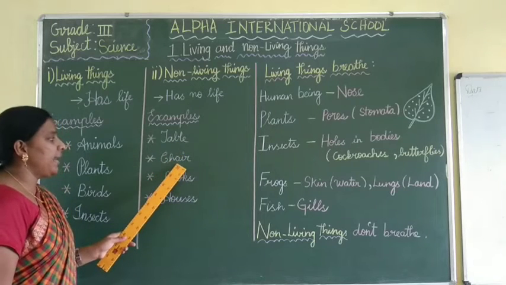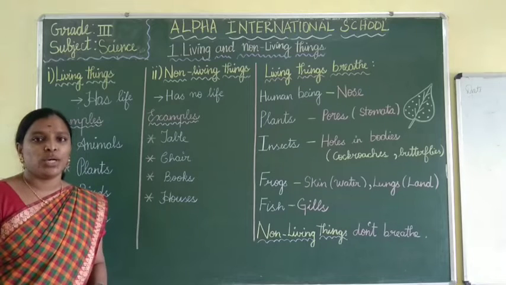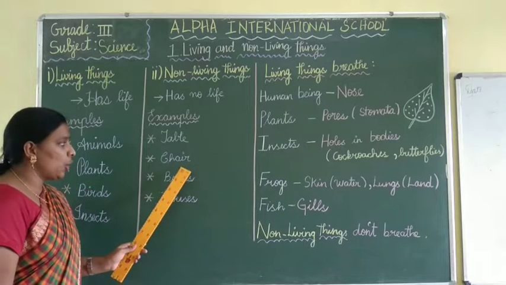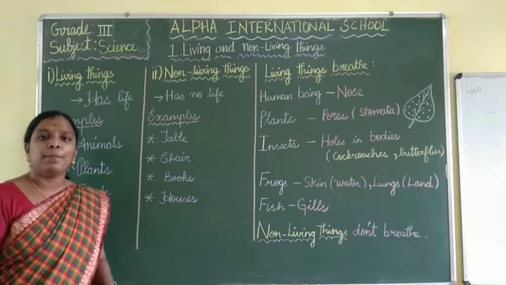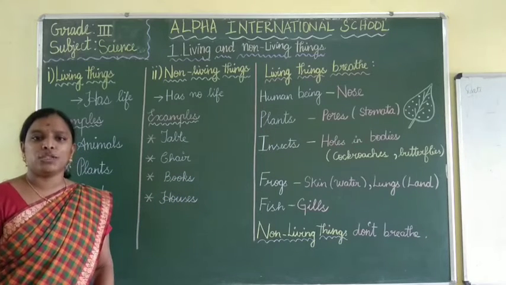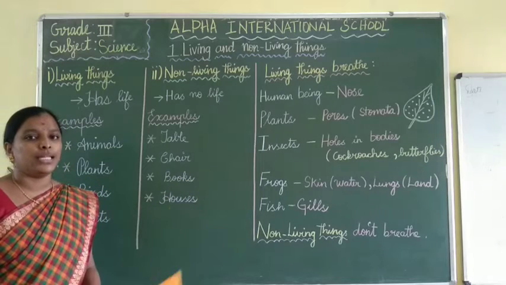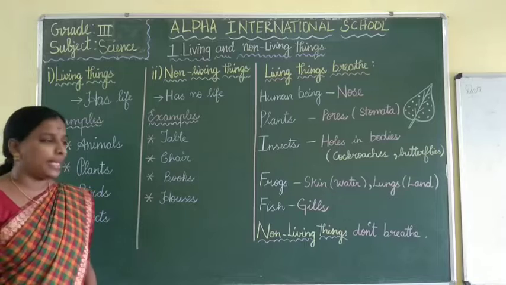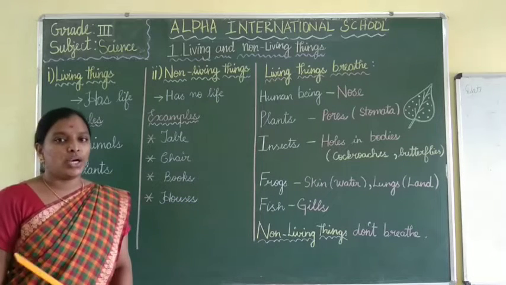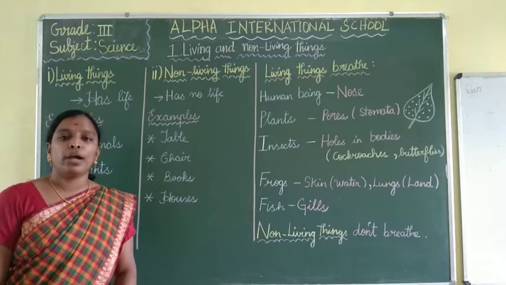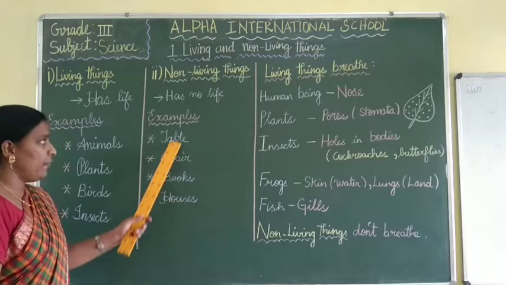The same with a chair. A chair is also a non-living thing. Does it move from one place to another? No. So this is also a non-living thing. Then come to books. Can a book breathe? Does it move from one place to another? No. So things which do not move from one place to another are termed as non-living things. Then houses. Houses are also non-living things. Can a house move from one place to another? No. So houses are also non-living things.